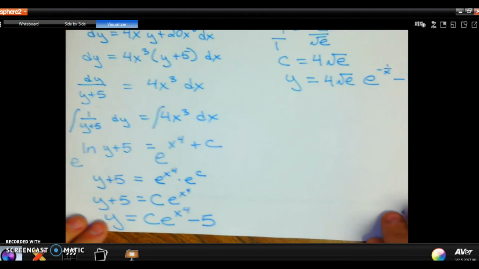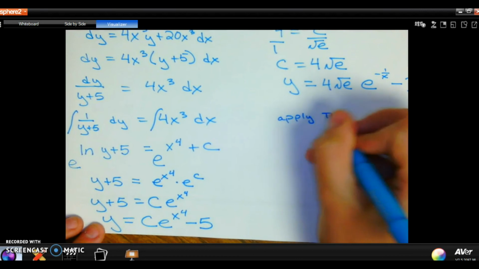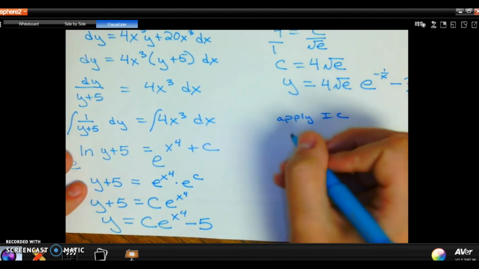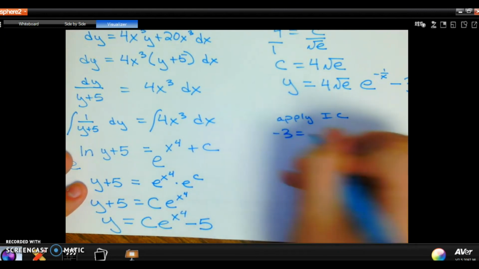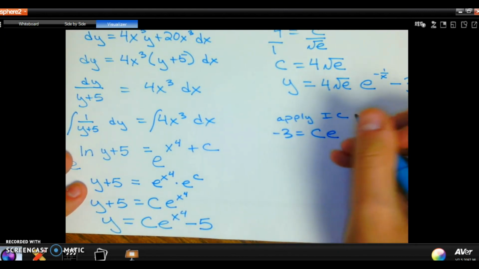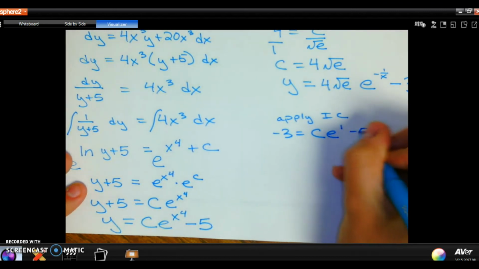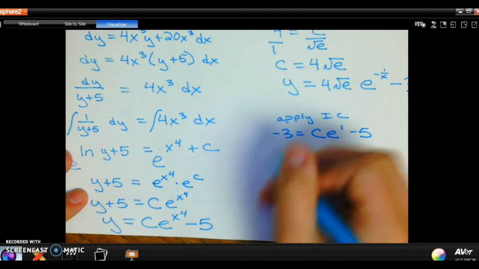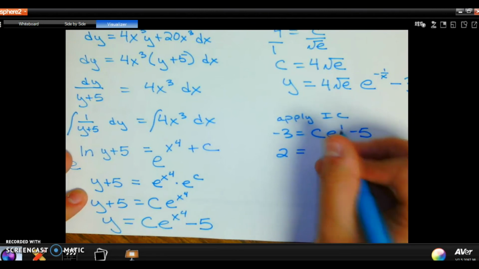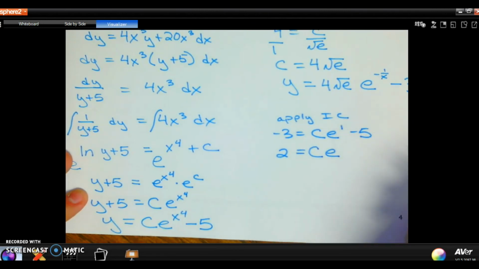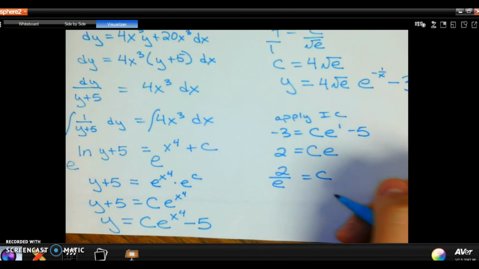From there, you can apply your initial condition. So x equals 1 and y equals negative 3. So I'm going to say negative 3 equals c e, and since x is 1, it'll be 1 to the 4th, which is just 1, minus 5. Go ahead and add 5 to both sides, so you end up with 2 equals, well, e to the first is just e, so it equals c times e. Divide both sides by e, so you get 2 divided by e equals c.